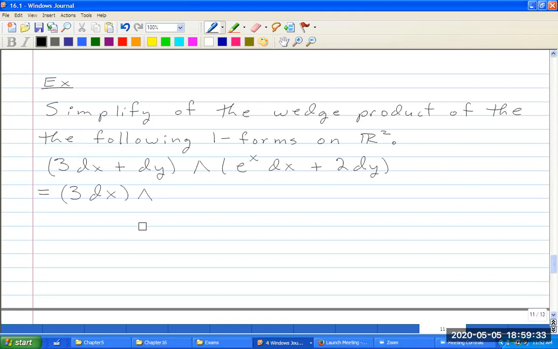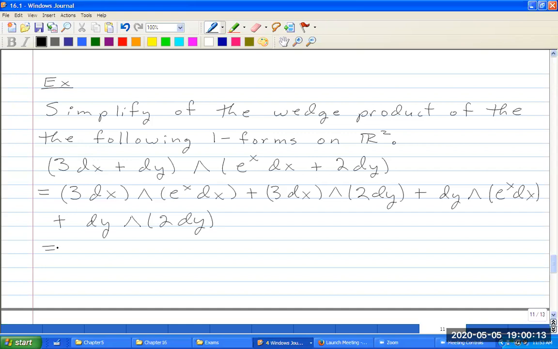wedge e to the x dx plus 3 dx wedge 2 dy plus dy wedge e to the x dx plus dy wedge 2 dy.